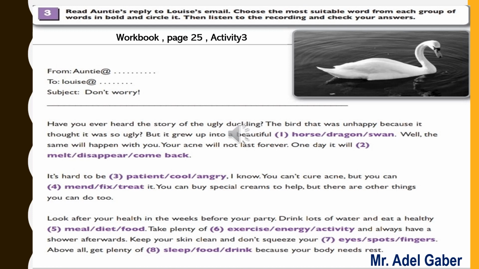Listening 2.5.1. Have you ever heard the story of the ugly duckling? The bird that was unhappy because it thought it was so ugly. But it grew up into a beautiful swan. Well, the same will happen with you. Your acne will not last forever. One day it will disappear. It's hard to be patient, I know. You can't cure acne, but you can treat it. You can buy special creams to help, but there are other things you can do too. Look after your health in the weeks before your party. Drink lots of water and eat a healthy diet. Take plenty of exercise and always have a shower afterwards. Keep your skin clean and don't squeeze your spots. Above all, get plenty of sleep because your body needs rest.